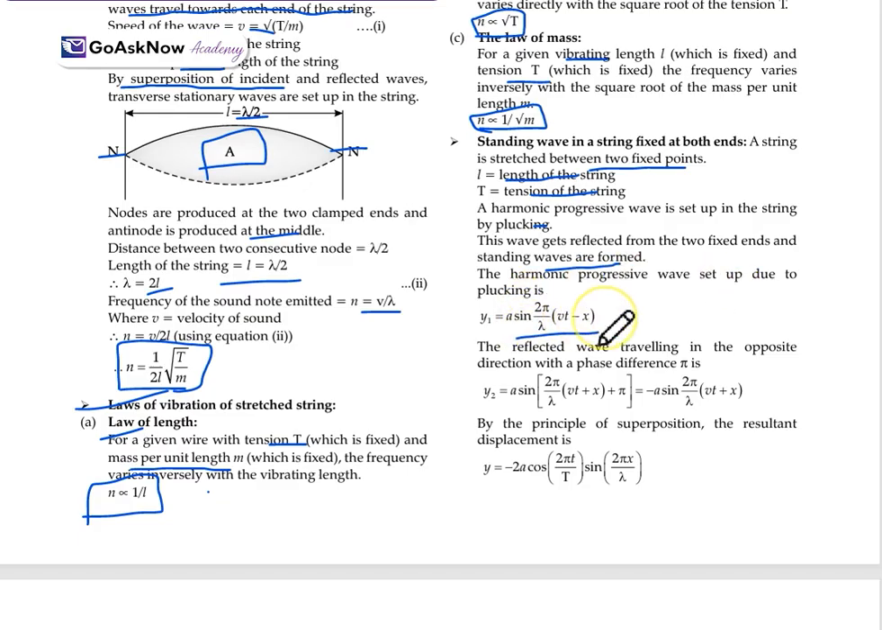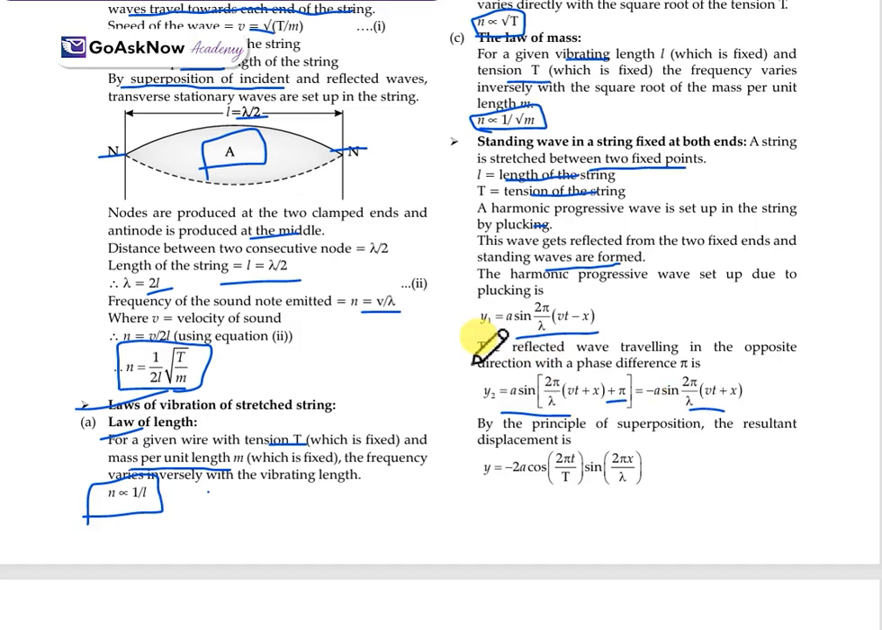The harmonic progressive wave set up due to the plucking has the equation y1 equals a sine 2 pi upon lambda (vt minus x). The reflected wave travels in the opposite direction with a phase difference, so y2 equals a sine 2 pi upon lambda (vt plus x) plus phi, which equals minus a sine 2 pi upon lambda (vt plus x).